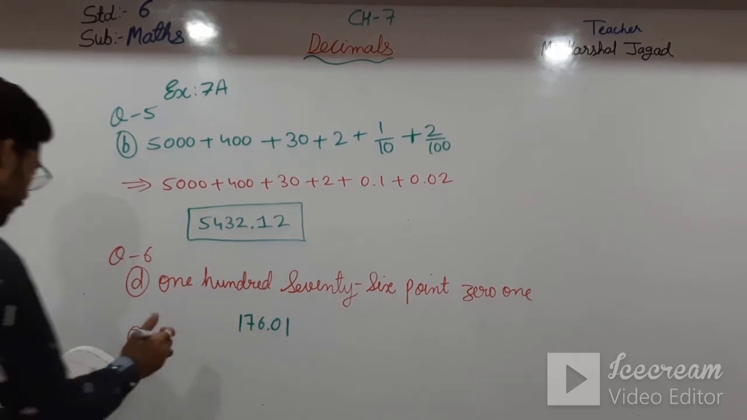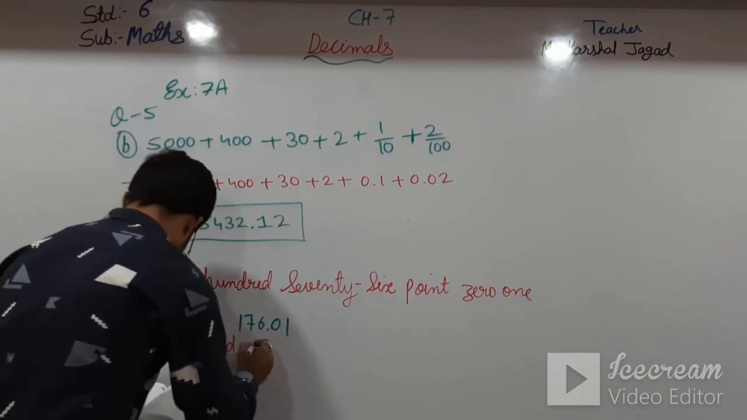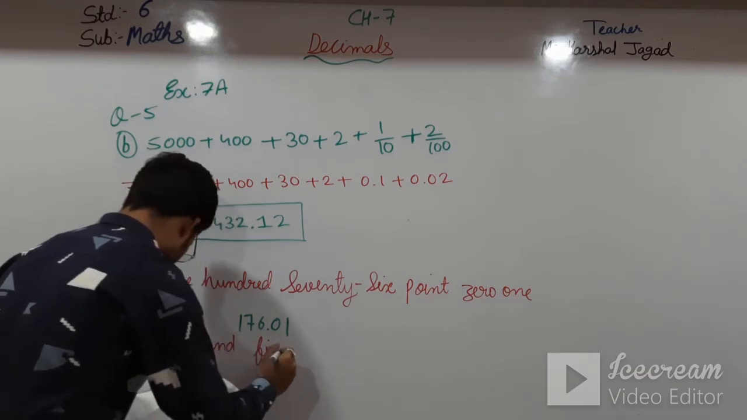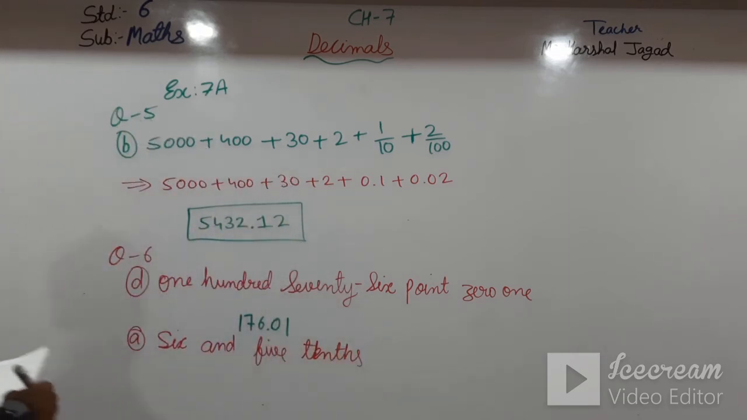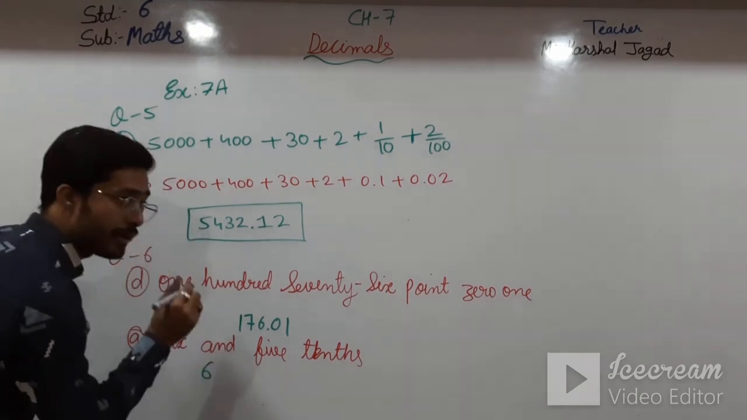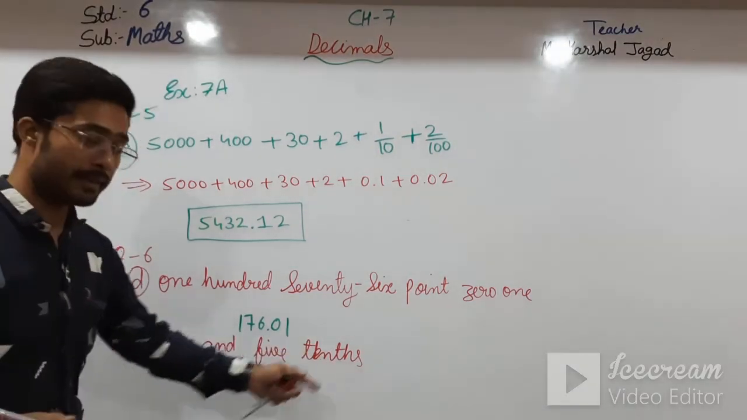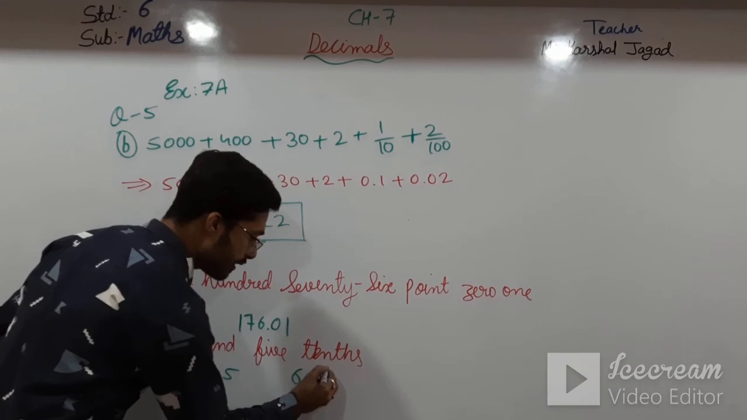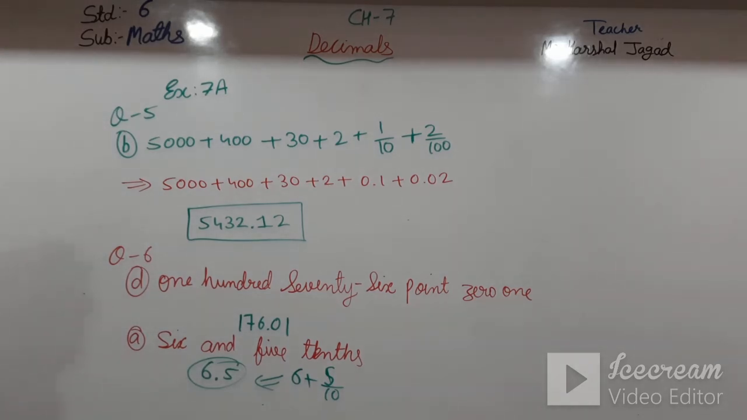So here I am doing A for you, that is 6 and 5/10. Here 6, then what? 5/10, so 0.5. So 6 and 5/10, I can write 6 plus 5/10. So this is your answer, that is 6.5. B and C you have to do in your homework.